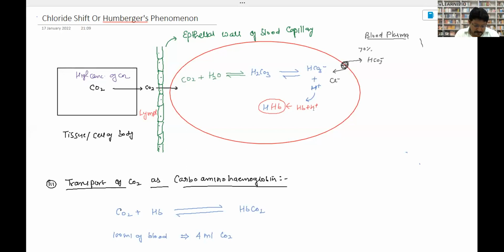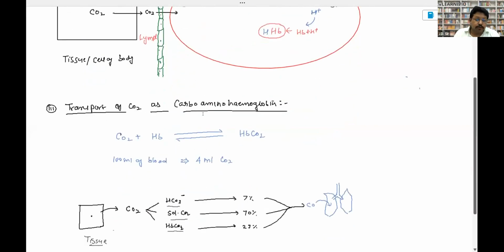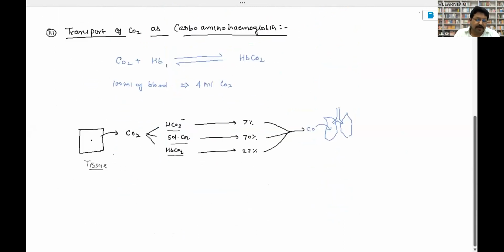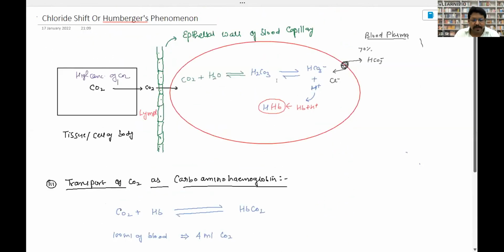Clear, Aisha? Yes. Okay. Transport of CO2 as bicarbonate and carboxyhemoglobin. Again, carbon dioxide will react with hemoglobin, which will make HbCO2 and transport it, right? And the rest will dissolve in the blood. Clear? Yes. I will repeat it here.